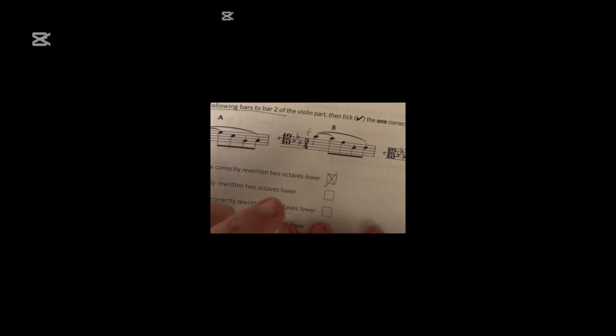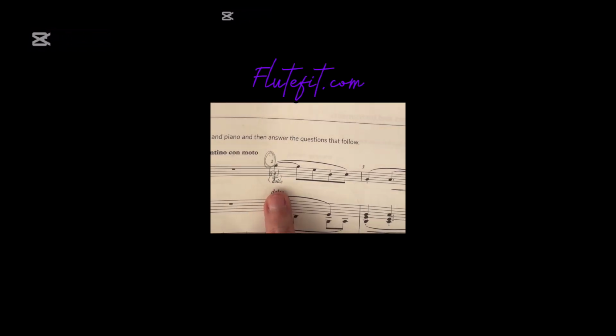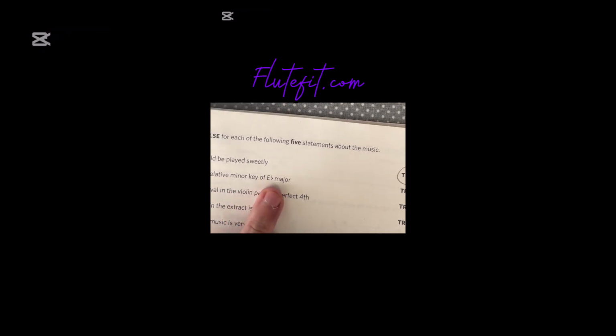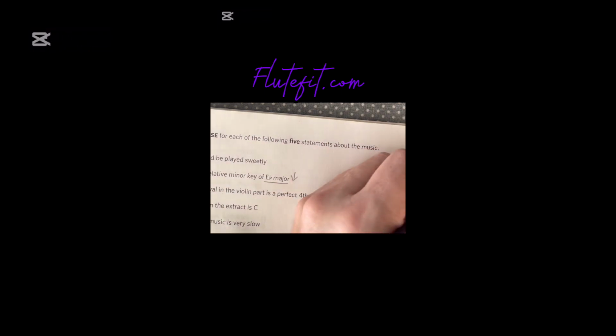That is correct. Circle true or false to each of these 5 statements about music. The violin should be played sweetly. We've got a direction here for dolce, which means sweetly, so that is true. G minor is the relative minor key of E flat major, so it is not, because you go down 3 semitones from E flat and you land on C, so it's C minor, so that's false.